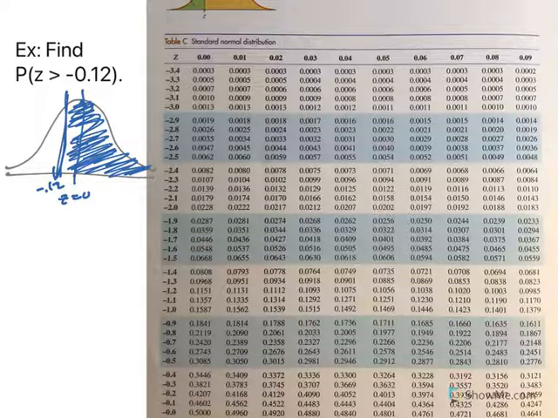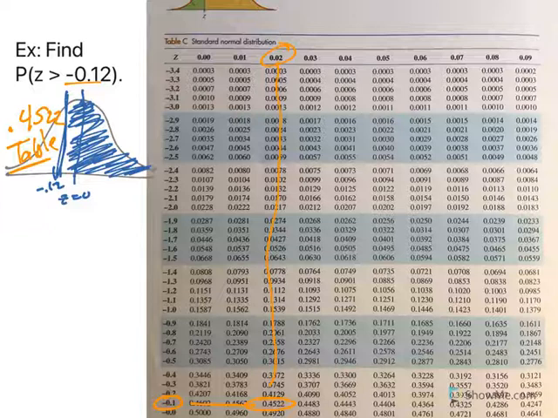Use the knowledge that you have of this. So I know the table is going to give me this area over here. So I'm going to find negative 0.1 way down at the bottom, and 0.02 across the top. So we're looking here. The table gives me 0.4522, but that's area to the left.